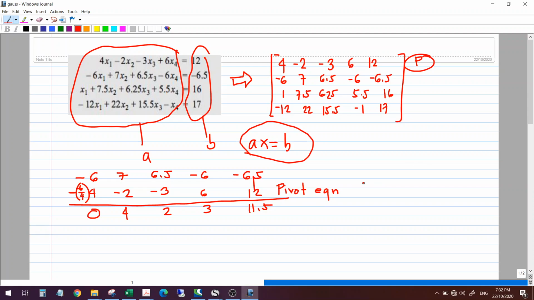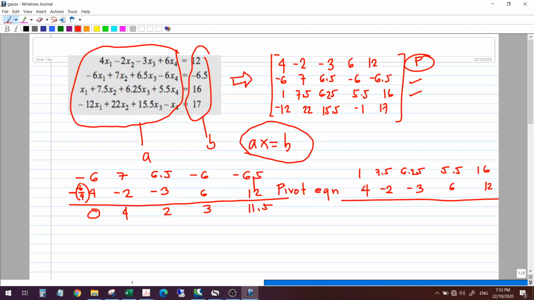Okay, so I'll do the same thing here. So this is for the third equation. Okay, we're done with the second equation. Then this becomes 1, 7.5, 6.25, 5.5, and then 16. Then I'll rewrite the pivot equation again for -2, -3, 6, and then 12.